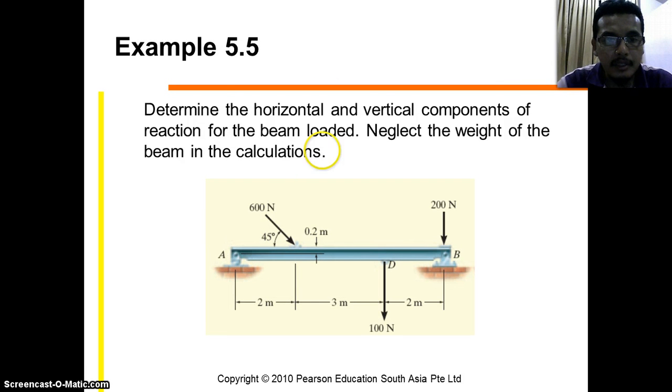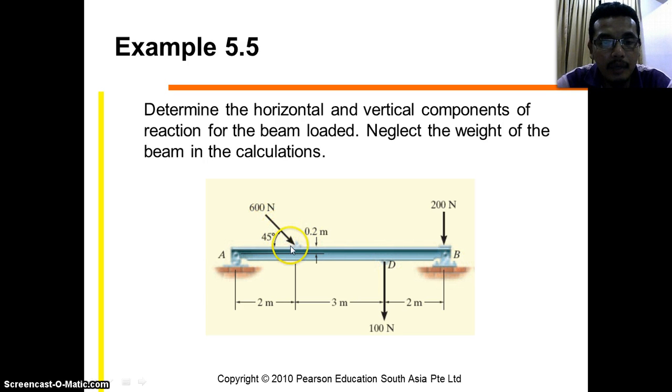Okay, we can see this example. Determine the horizontal and vertical components of reaction for the beam loaded, and neglect the width of the beam in the calculation. Here we have two support reactions, A and B. You need to open back your textbook, Statics. As I said, in Table 5.1 we need to check what type of connection this is, what the reaction forces are, and how many unknowns there are. Open your textbook now.